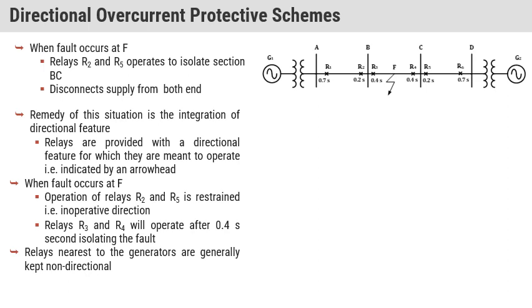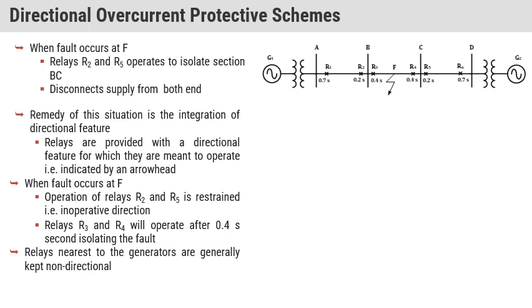Relays are provided with a directional feature for the direction in which they are meant to operate, indicated by the arrowhead. When a fault occurs at point F, operation of relays R2 and R5 is restrained in the non-operative direction. Relays R3 and R4 will operate after 0.4 second, isolating the fault. And relays nearest to the generator are generally kept non-directional.